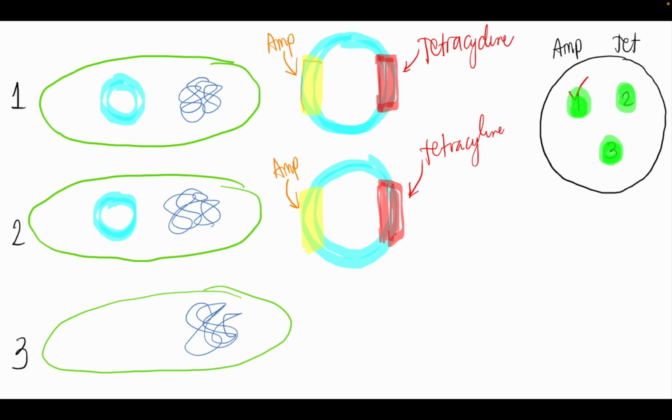Yes, one will grow because it has this ampicillin-resistant gene. How about number 2? Yes, it will grow. How about number 3? This one. Of course, it doesn't have a plasmid, so it will not grow in this agar, right?